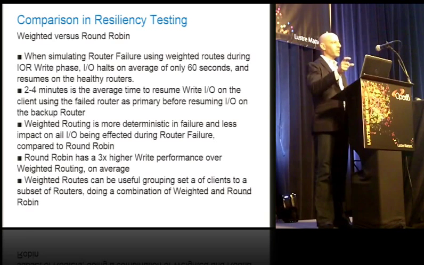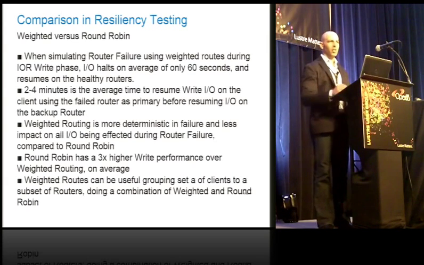Once it identifies the router went down and the peers notify the router is down, those I/Os resume within 60 seconds, unlike the other side where it could take up to a few minutes to resume I/O. So with weighted routing, you have a more deterministic time to resume I/O versus round robin during router failure. But the 3x performance degradation with weighted routing, I think, outweighs the benefit. But resiliency is a benefit that I saw with weighted routing versus round robin.